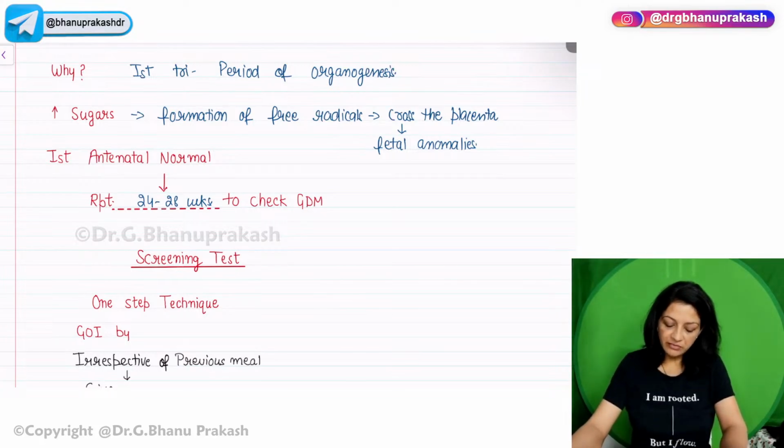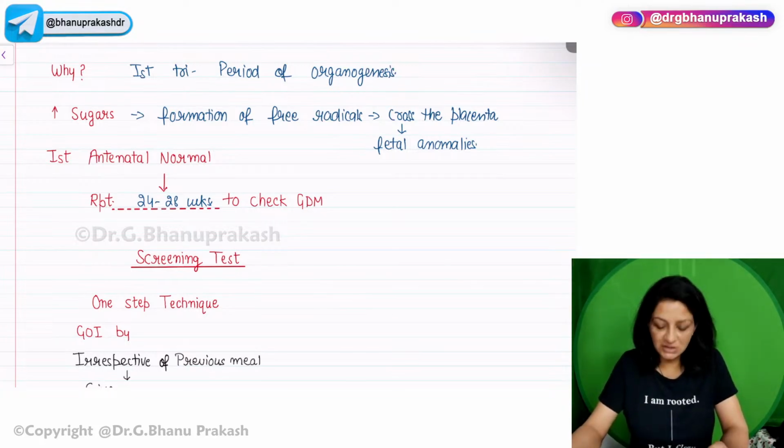Okay, so if the first antenatal blood sugars are normal, then repeat at 24 to 28 weeks. Because if the patient is going to have GDM, when will it occur? 24 to 28 weeks. Okay.